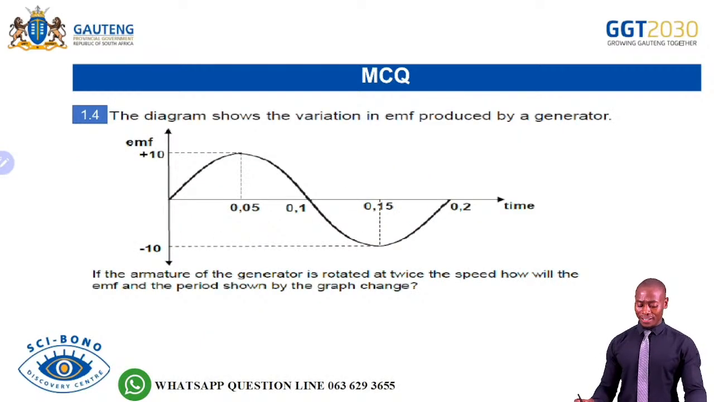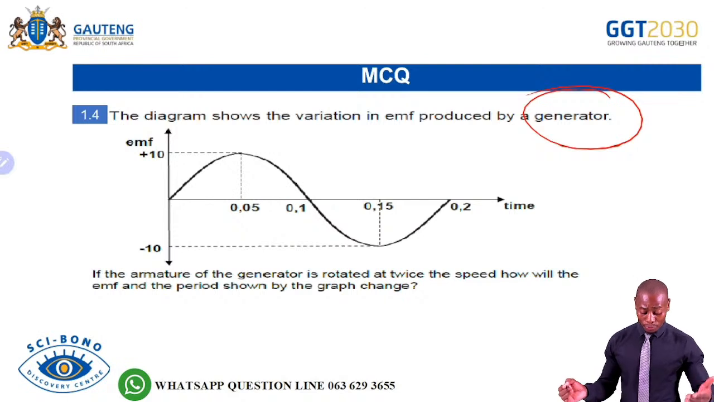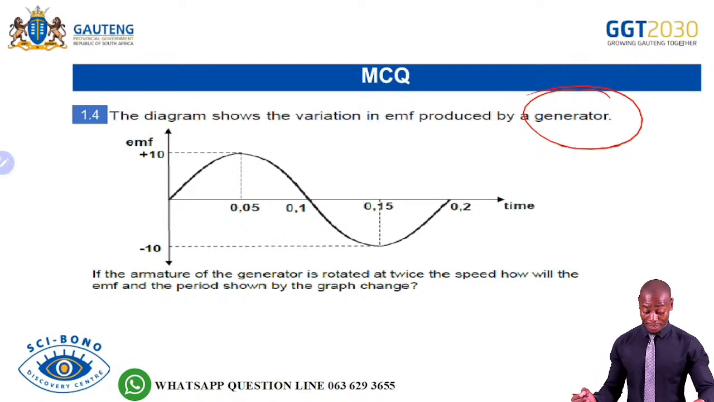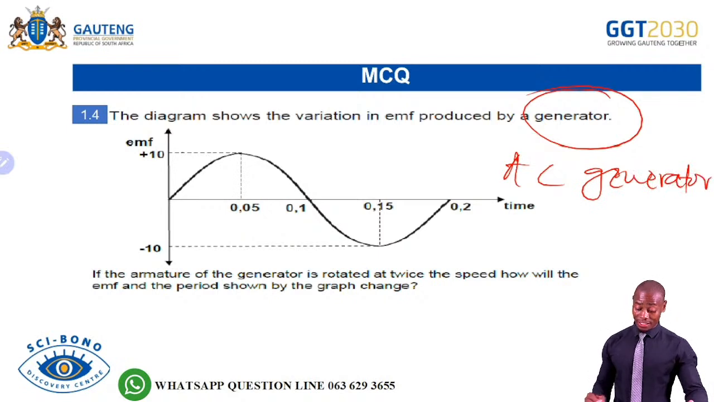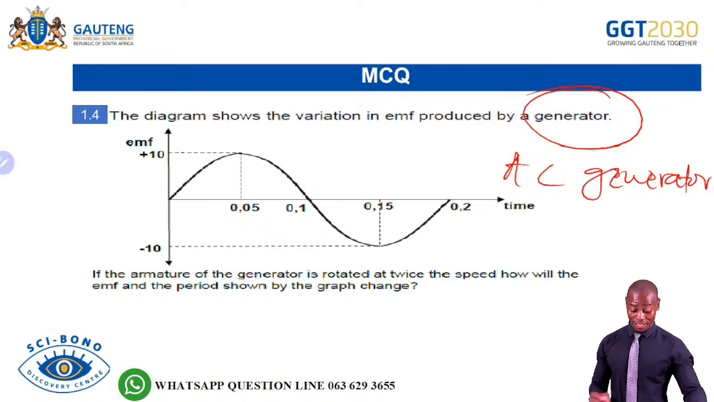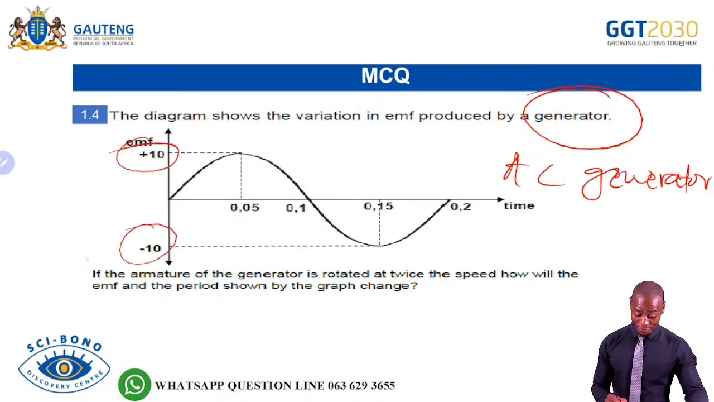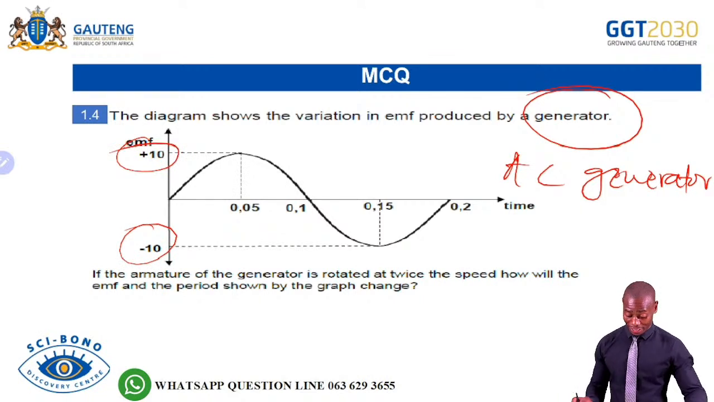The diagram shows the variation in EMF produced by a generator. What type of generator can produce such a graph of EMF versus time? You can see the EMF here alternates, so it changes direction. So this should be an AC generator, because the EMF changes direction. This is the maximum EMF in the positive direction, and the maximum EMF in the negative direction.